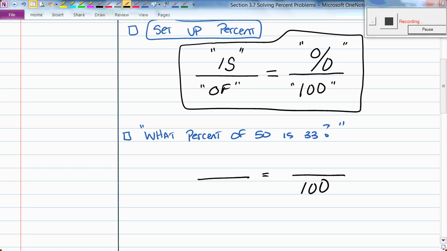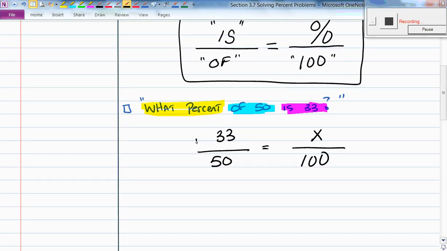Good. Now, what is this phrase right here? This phrase says what percent? So where does my variable go? Above 100. Dalton, you're on a roll, dude. Keep it going. Okay. Now this says of 50. Where's the 50 going to go? Bottom left. Yeah, good. And then it says, finally, is 33. So where's the is part go? Top. You got it. 33. Perfect. This is the is over of equals percent over 100.